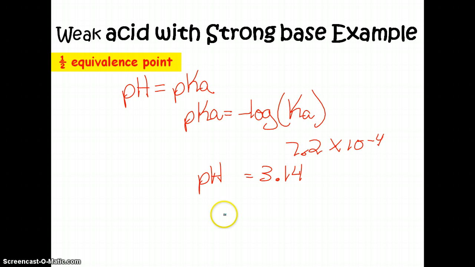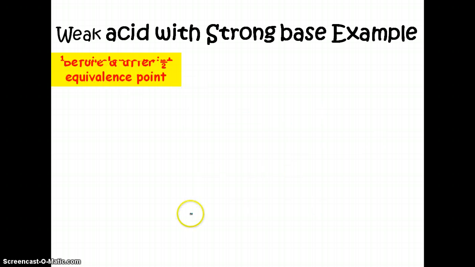Now the volume at half equivalence is just half the volume for equivalence. It was 50 mL for equivalence, so it's going to be 25 mL at half equivalence. So at 25 mL NaOH, the pH is 3.14. All right, next you would want to look at the pH before and after the half equivalence.